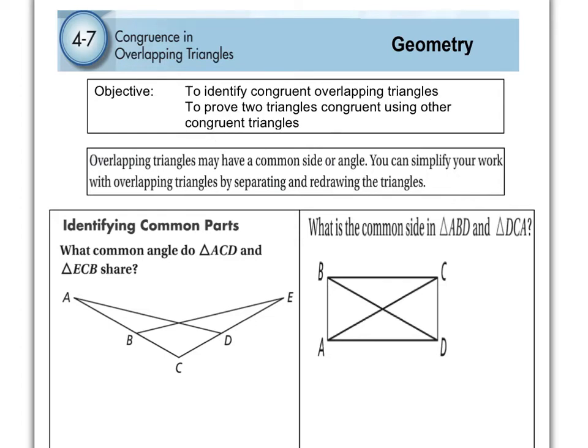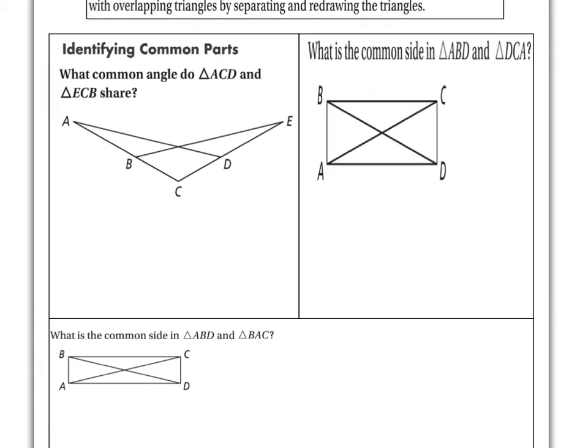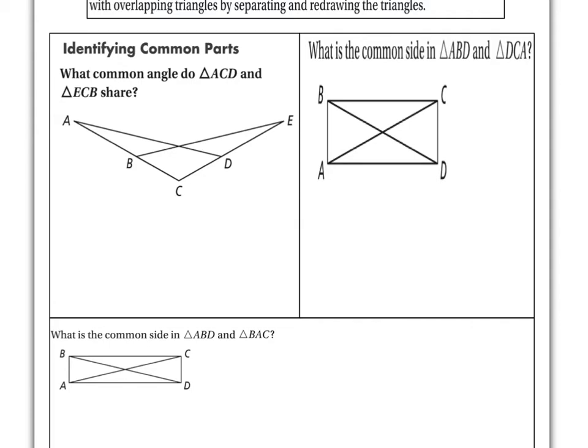Okay, so we talk about overlapping triangles. Overlapping means one on top of the other. Overlapping triangles may have a common side or angle. You can simplify your work with overlapping triangles by separating and redrawing the triangles. So the biggest part for you on these problems is going to be able to identify where the triangle is and being able to redraw it separately, because what they're going to ask you to do is identify what the common side is in the triangle.